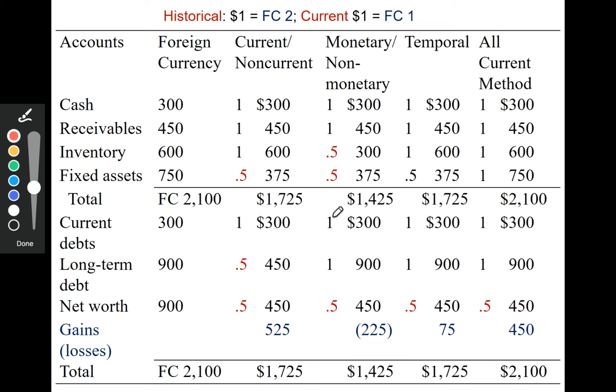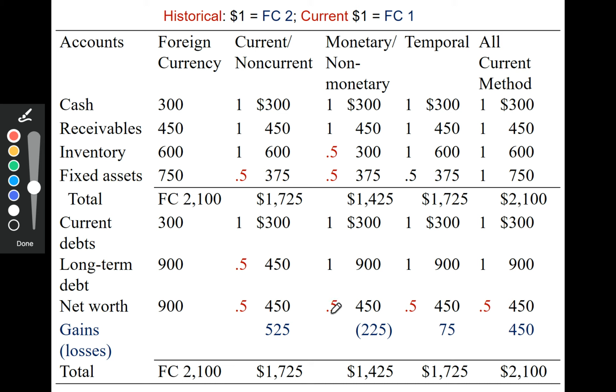Then we go and translate to get to these numbers. For that, we need a bunch of ones and zeros. Current debt, we ask ourselves, is debt monetary or non-monetary? According to a contract, it's not a physical asset. Debt is monetary, therefore we have a 1. We translate it at the current exchange rate, which is 1 to 1. Then we go to long-term debt. Again, that's debt. It's monetary, a 1.